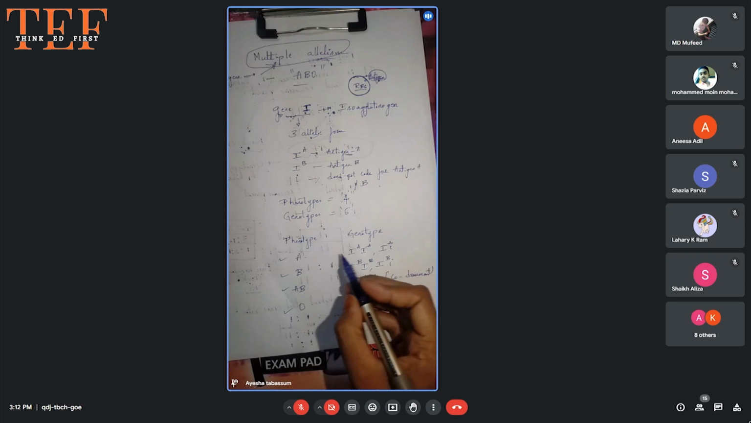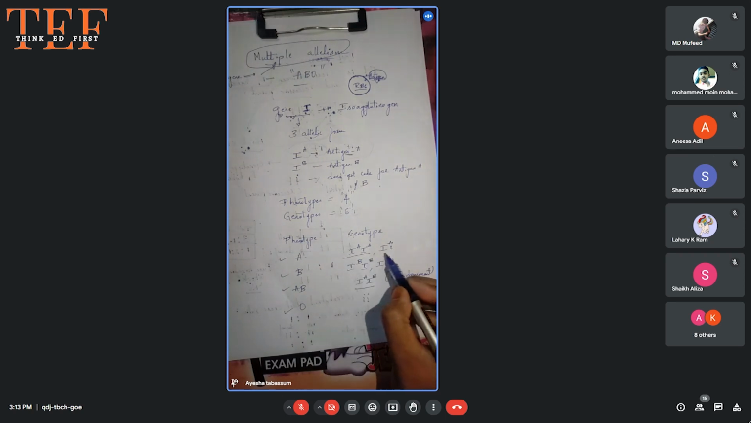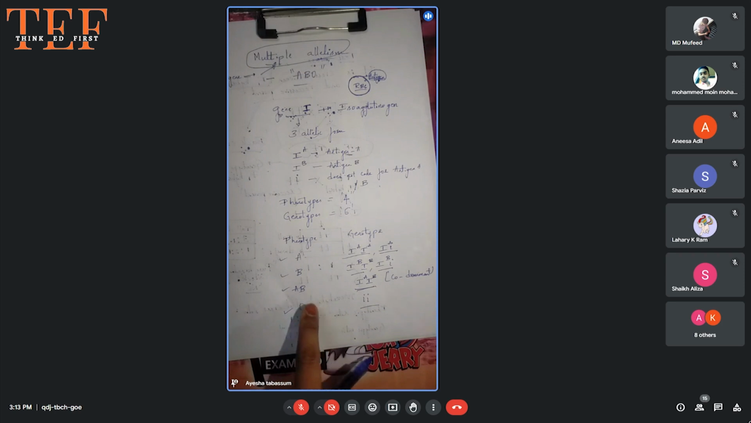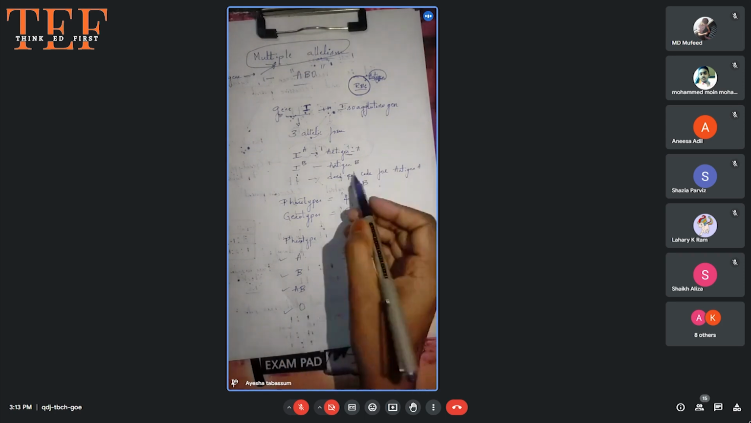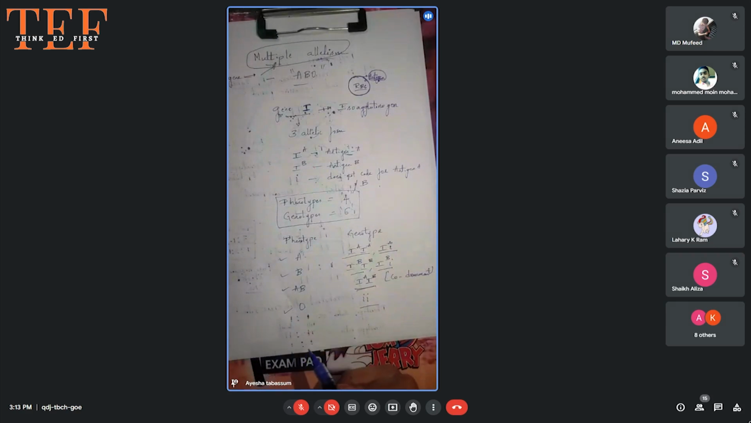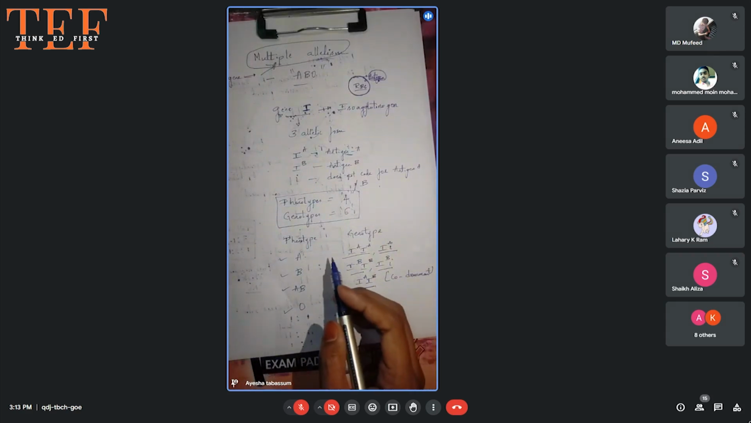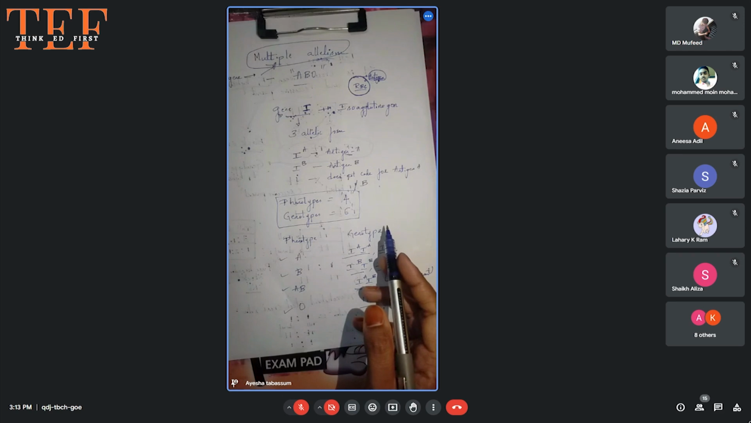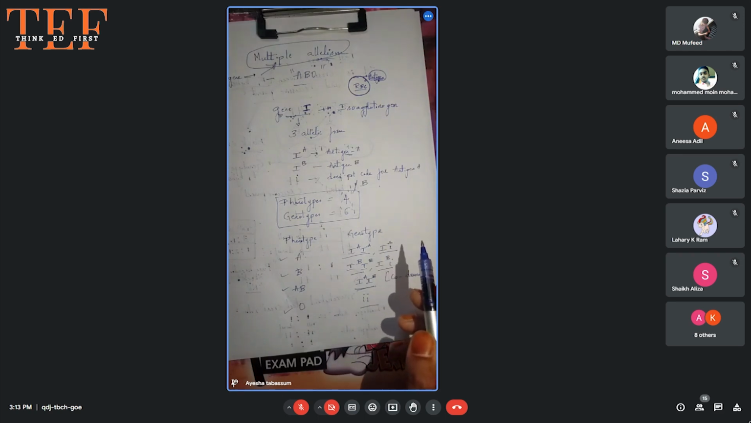So now how many possible genotypes? 1, 2, 3, 4, 5, 6. Fine. So phenotypes are 4, genotypes are 6. You have to remember this number, very important. They will ask you in case of multiple allelism, phenotypic versus genotypic ratio, 4:6. Phenotypic ratio is 4, genotypic ratio is 6.